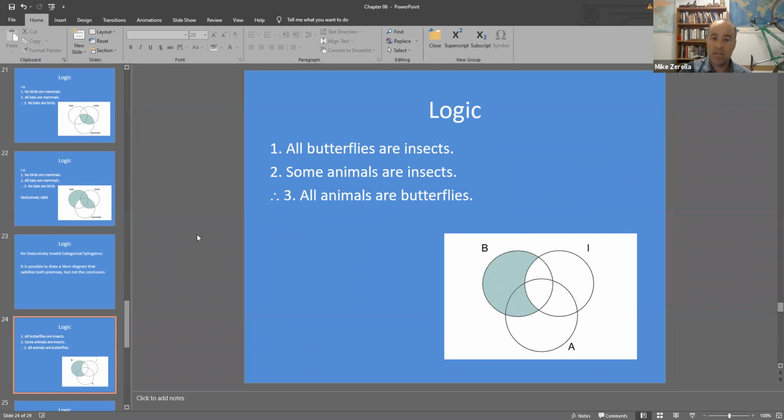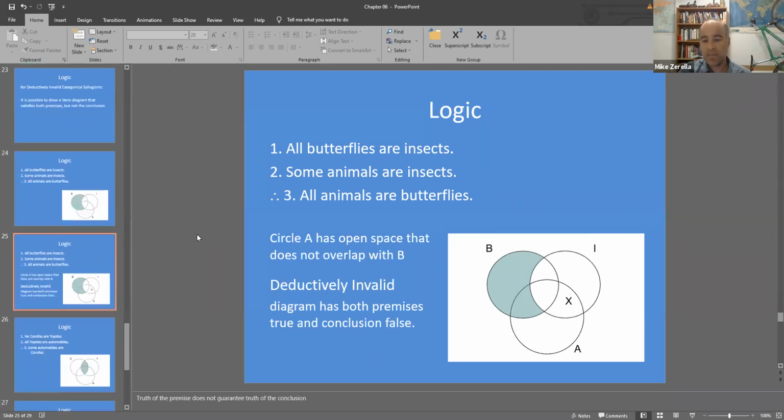Then, second premise, some animals are insects. So we can put that right here. Some animals, at least one animal, right, represented by this X, that's inside the A circle, the animal circle, is also inside the insect circle. So some animals are insects.